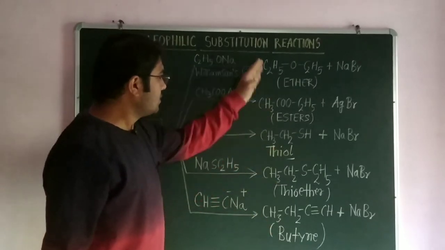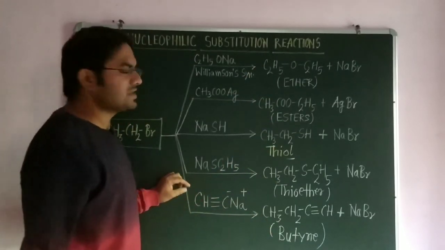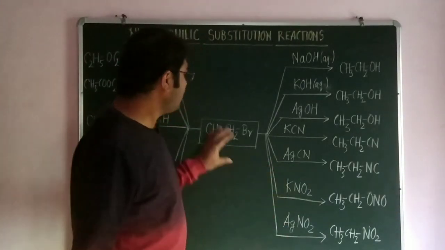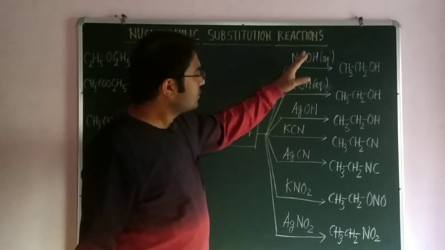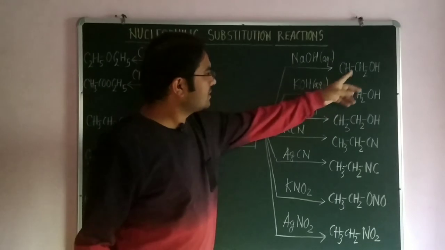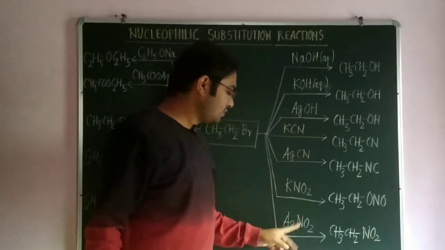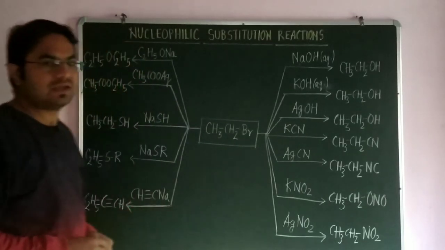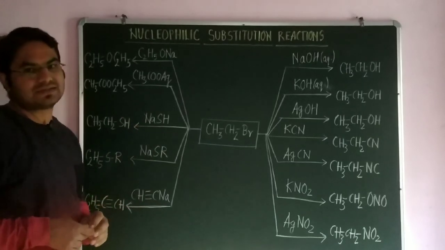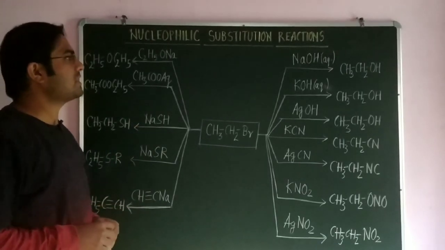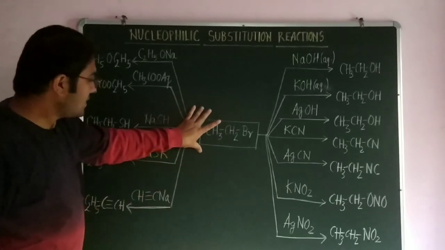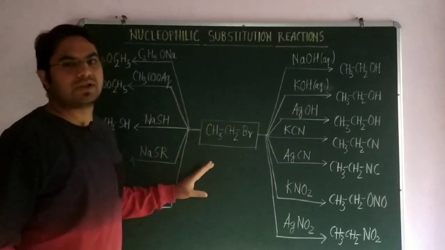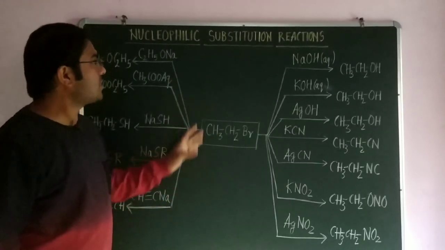So this is all about the nucleophilic substitution reactions and new functional groups. Here I have written all the reactions as a whole, including all the nucleophilic types. OH is introduced in this way, KCN, AgCN, KNO2, AgNO2. So this is the overall reaction chart, and this is the best possible way to learn all the reactions with ease. So this is all about the nucleophilic substitution reactions of haloalkanes, and that's why haloalkane is considered a synthetic tool for the formation of different functional groups in organic chemistry. So this is all about this topic. Thank you.